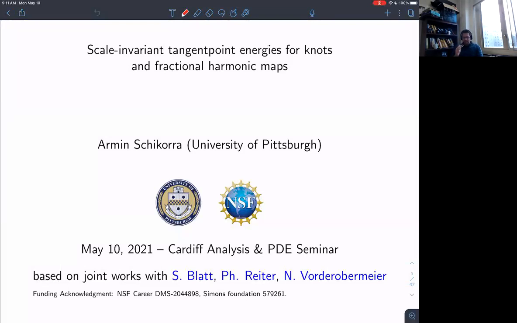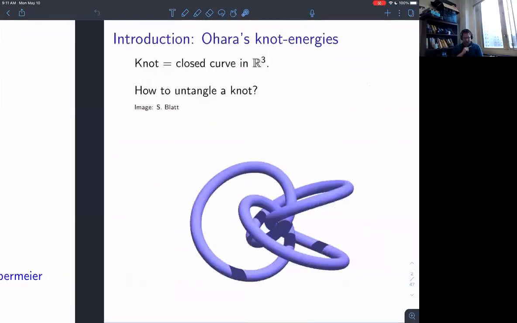So whatever I talk about today is joint work, before I forget saying that, with Simon Blatt, Philip Reiter, and Nicole Vorderobermeier. And yes, I want to talk about knot energies.